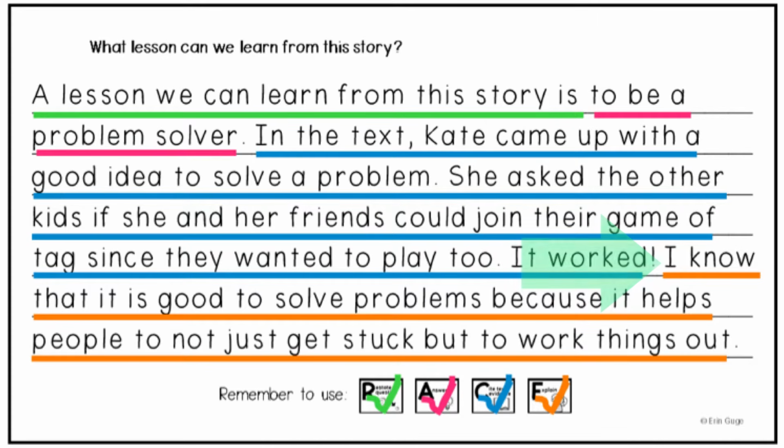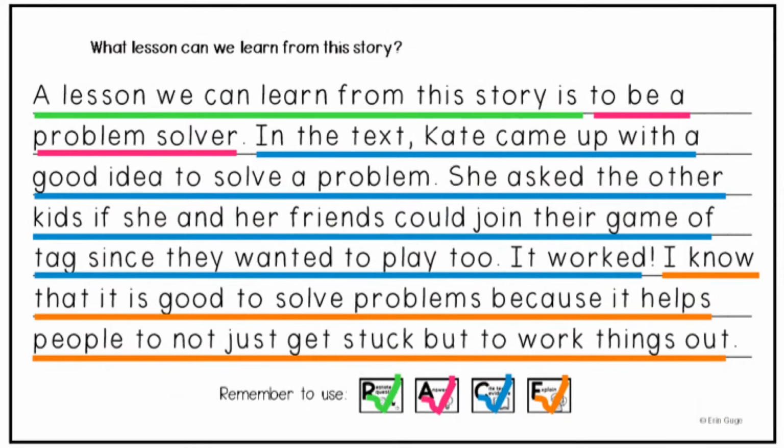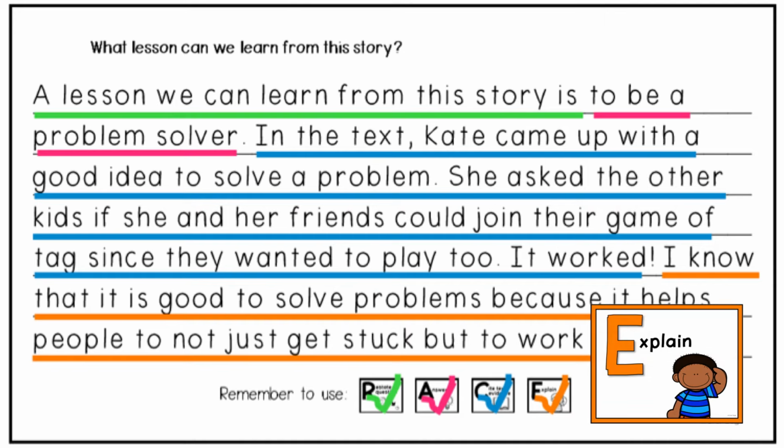And now, remember, we also have the E poster for explain. So, what do I know about problem solving and working with others to solve a problem? Well, I know that problem solving is good and that it helps people to not get stuck, but to work things out. So for the E part of explain, we can write something like that. We'll write, I know that it is good to solve problems because it helps people to not just get stuck, but to work things out. That is an idea or a thought of mine that I have about problem solving. And see what color we underline that part? Orange, like the poster. And we check off the E box at the bottom.